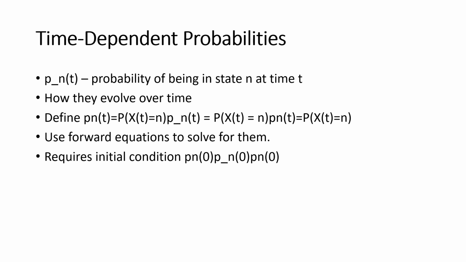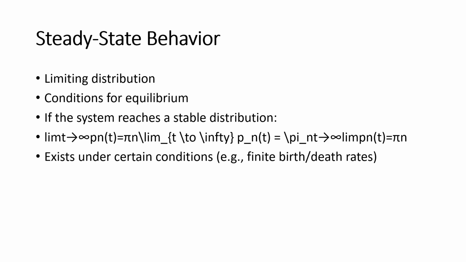P_n(t) = P(X(t) = n). Use the forward equations to solve for them. This requires initial conditions P_n(0).